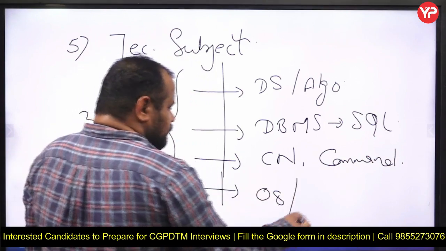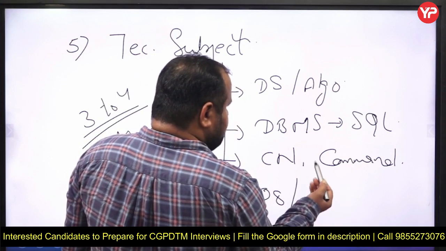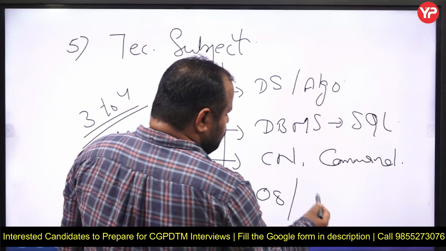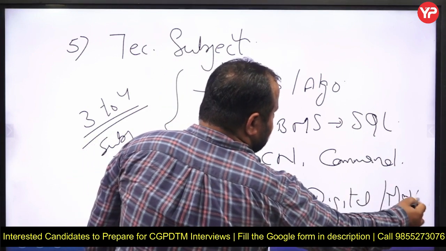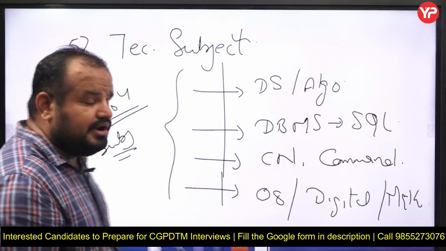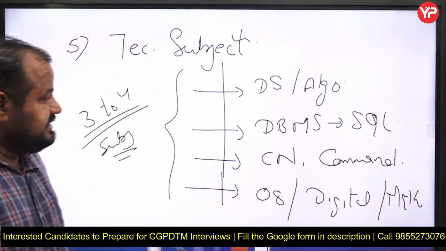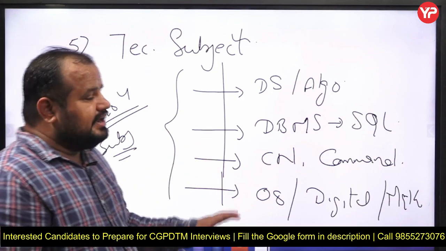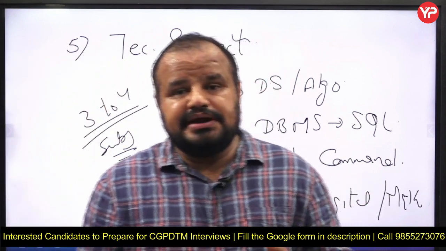Either you can go for algorithms, or DBMS, CN, or digital electronics, or you can go for some basic mathematics. So these are the subjects you may prepare, the most important fundamental subjects for a computer science student. So you have to prepare and give mock interviews as much as possible, my dear students.